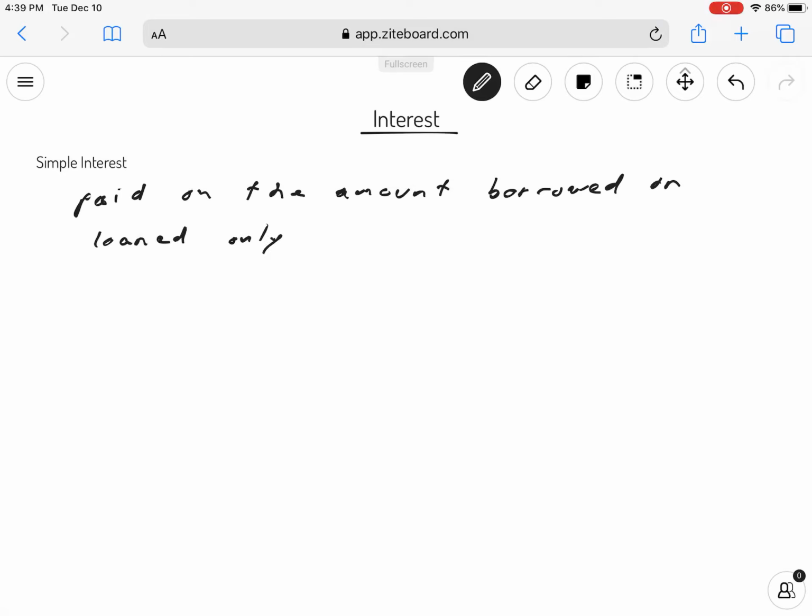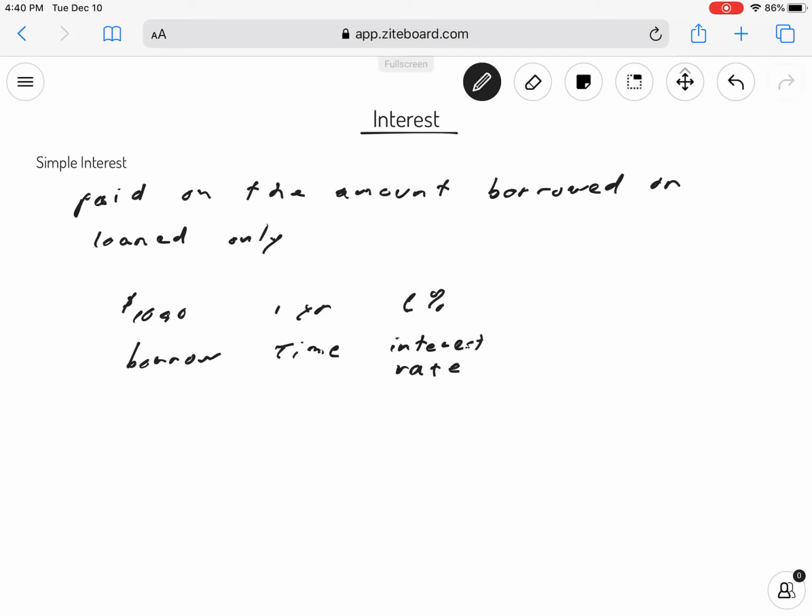Okay? So if, for example, you borrow $1,000, and that's the amount of money that we borrow, and we're going to pay it back in, say, 1 year. So there's always a time frame attached to this. And say that you're going to pay 6% interest. So that's my interest rate.